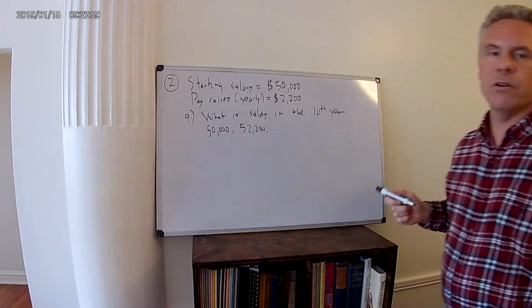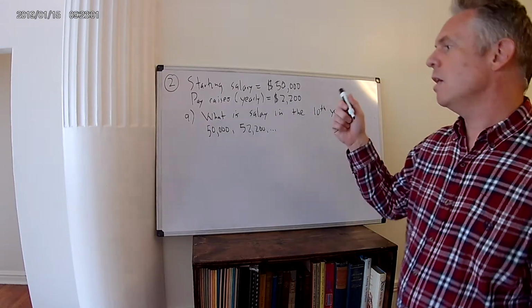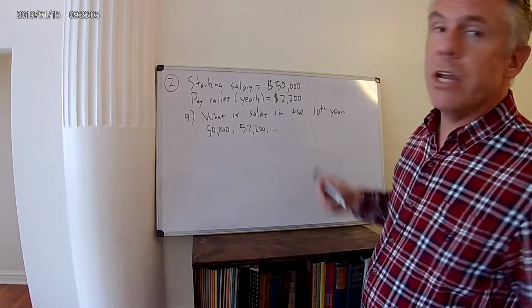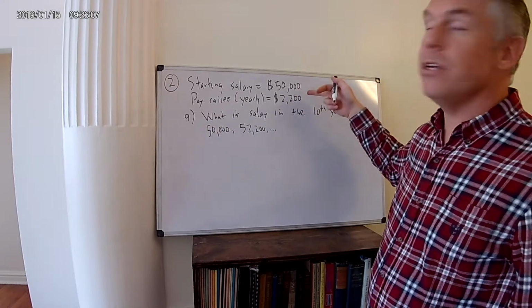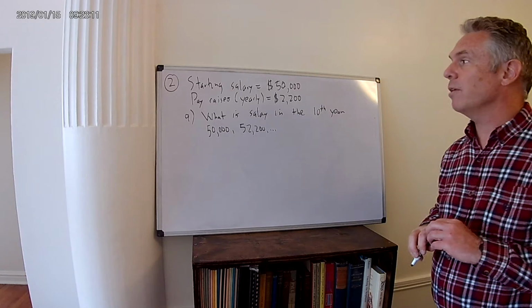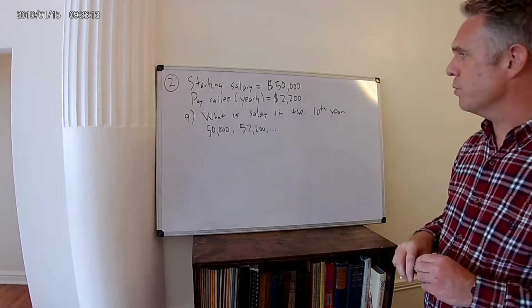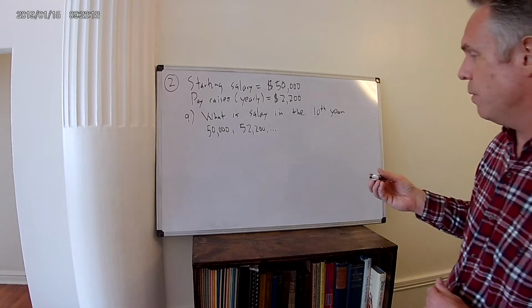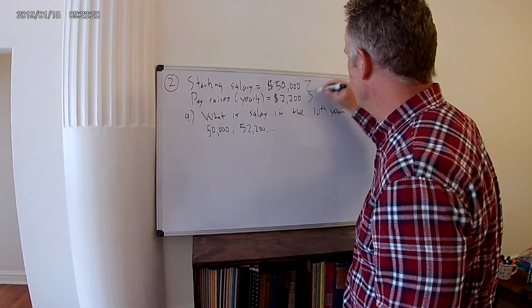If you were to write out your yearly salaries, I hope you guys see this is actually an arithmetic sequence, because each year you're adding a fixed amount, $2,200, to your previous salary. You're adding a fixed amount. So this is in fact an arithmetic sequence.